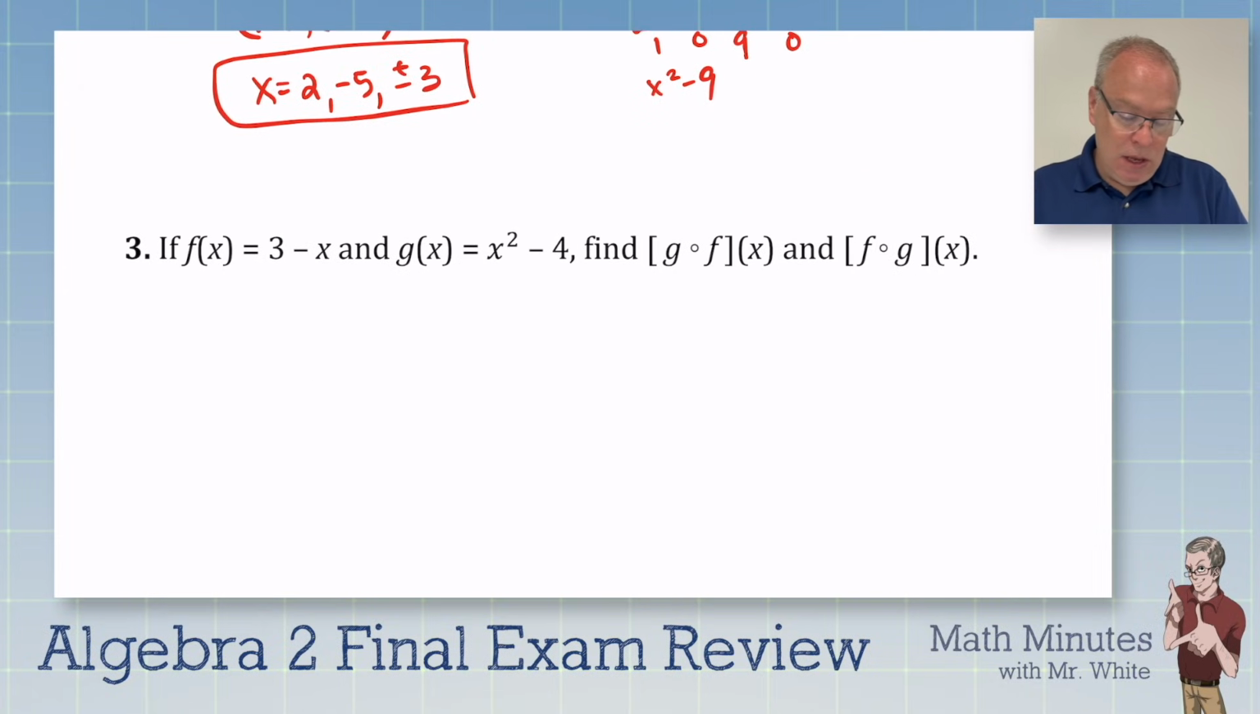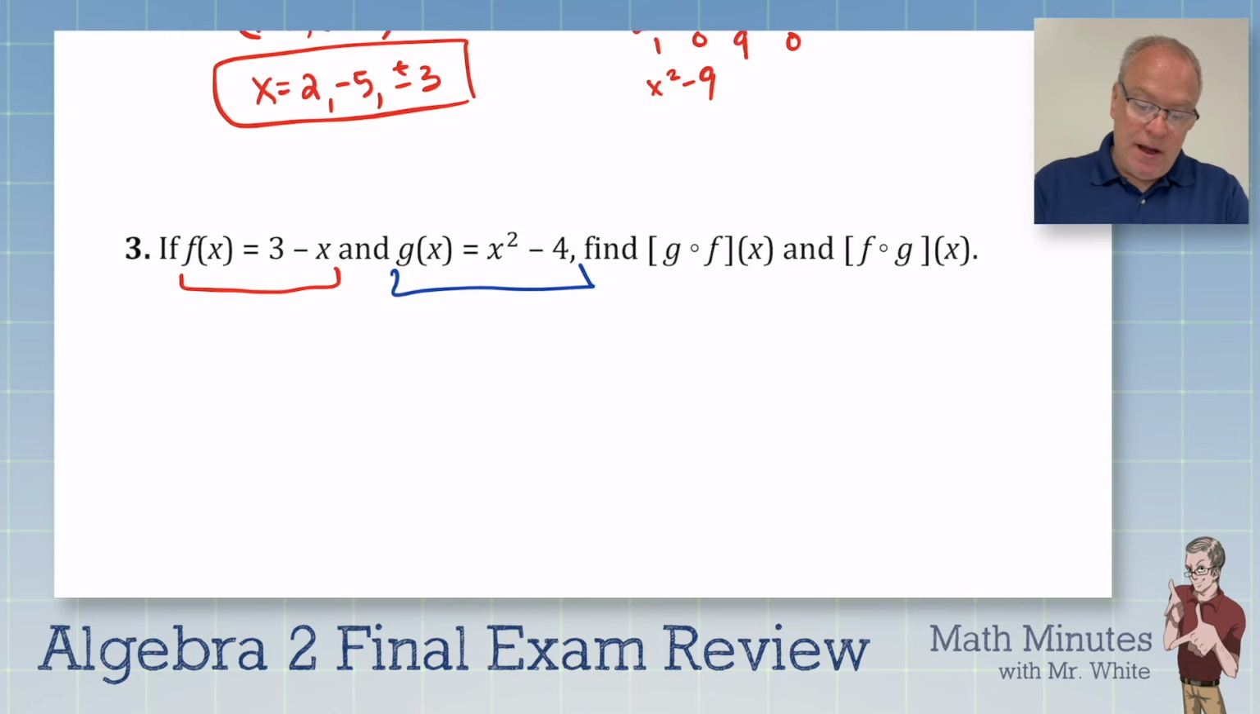Moving on. If we define a function f as 3 minus x and then a different function g as x squared minus 4, what are we going to do? We're going to find 2 different things. G composed of f, that's what that means, G composed of f, and then f composed of G. So let's work this first one.